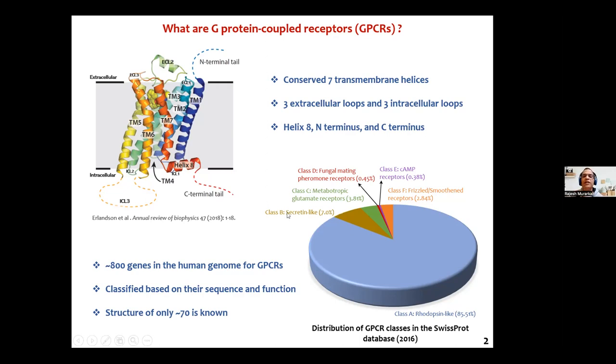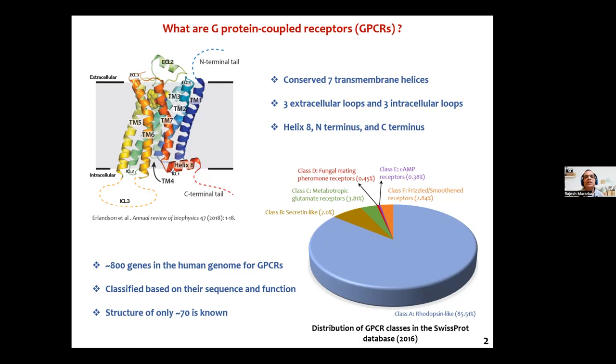The next most populated one is class B, which is the secretin-like receptor. These receptors are classified into different families based on their sequence and functions. And since the last decade, approximately 70 different structures of different receptors have been solved. As you might know, the Nobel Prize went in 2012 to Brian Kobilka and Robert Lefkowitz for solving the structure of the GPCR.